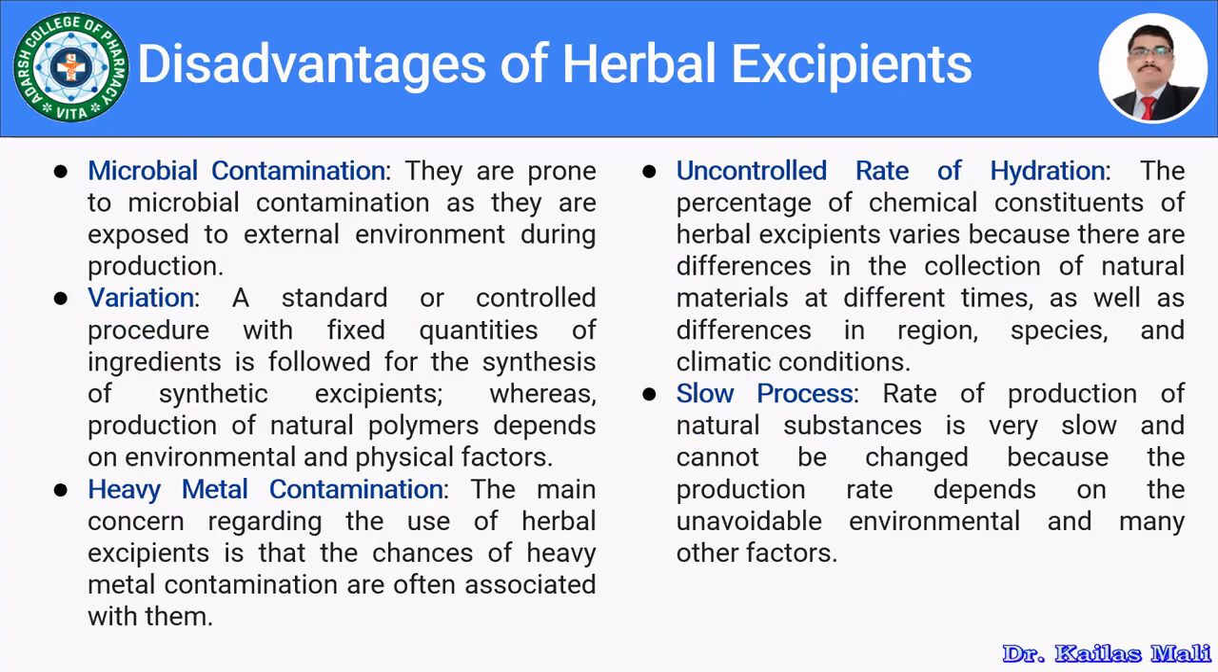The main disadvantage of herbal excipient is microbial contamination, microbial spoilage, microbial growth, degradation of the particular herbal excipient, and so on. That is the main drawback when we are using it in the formulation. Then variation is the second one. Whatever the raw material is, if the source is going to change, the properties of the herbal excipients are going to change. Then the heavy metal contamination. The herbal excipients may be contaminated with certain heavy metals, and all these heavy metals have certain bad effects on human beings.